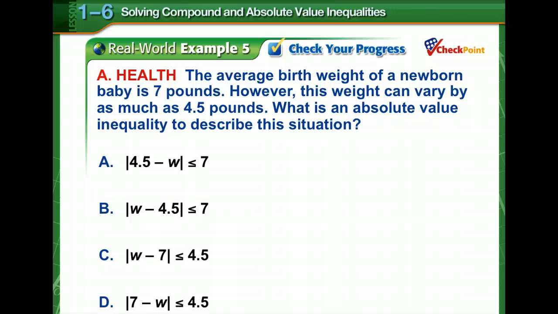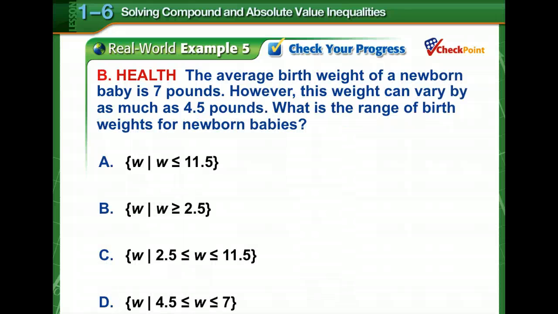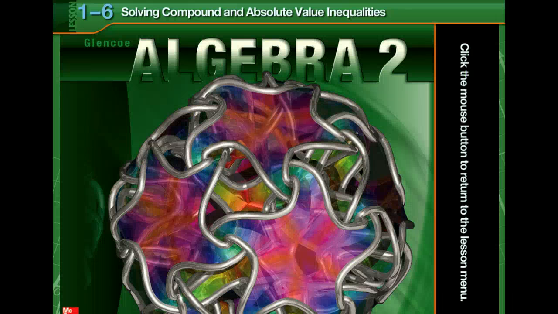Time for a check your progress, so pause the video as you work the problem. Okay, the absolute value of 7 minus w is less than or equal to 4.5. So that's the inequality that describes this situation. So now we're to solve it. So pause the video as you work it. Very good. The range of weights, so w such that 2.5 is less than or equal to w is less than or equal to 11.5. Excellent job. You are ready to begin the exercises.